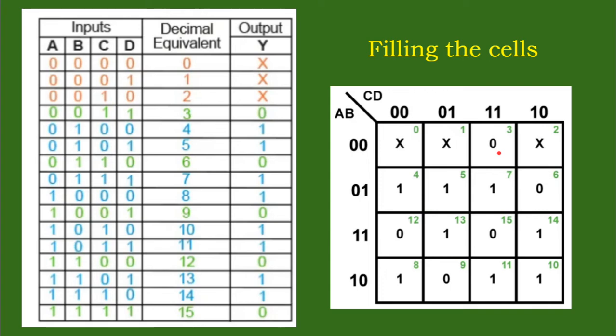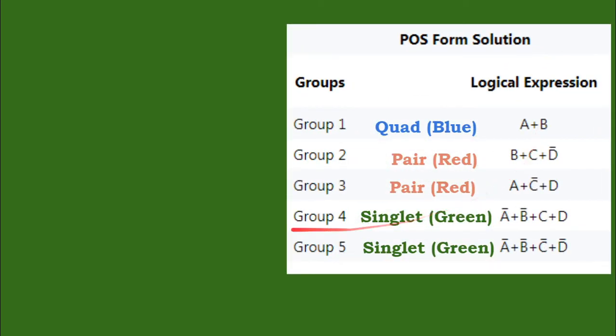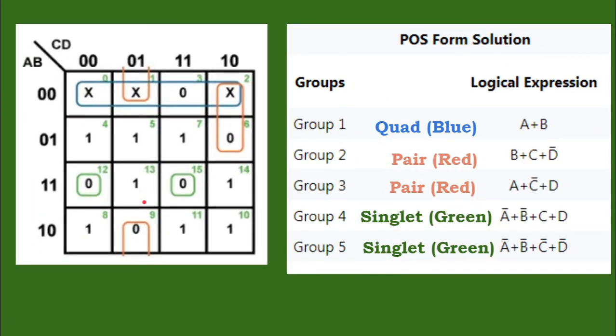Then you have to go for grouping the adjacent ones. Let us see in the next slide how to make the groups in the given Karnaugh map. So now, having filled the values in the map, we have to look at how to group the ones or the zeros. Now we are doing the POS, which is the product of sums. So we have to look for only the 0 positions and not for the 1 values.